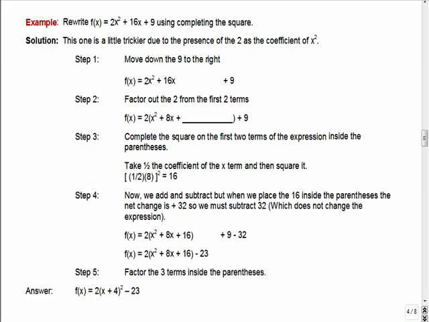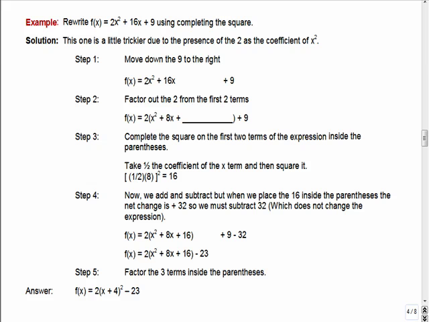Now let's take a look at another rewriting example. Let's rewrite f of x equals 2x squared plus 16x plus 9 using completing the square. This one is a little trickier due to the presence of the 2 as the coefficient on x squared.